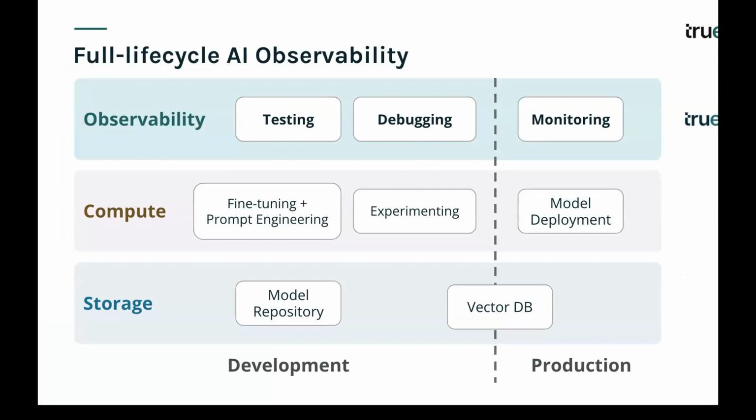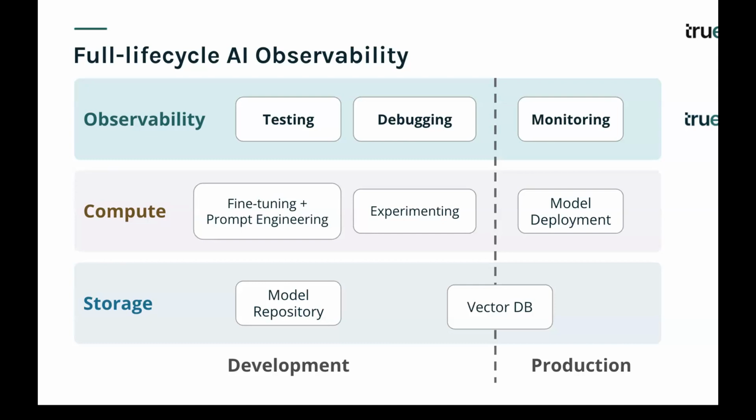This diagram shows the 3 layers of AI systems that we think we can classify them into today. On the left-hand side, you have the development phase. On the right-hand side, you have production. And you have 3 layers going on. You have the storage, where you might have your model repository and your vector databases. You have the compute, and this might be either OpenAI's GPT-3.5, or Claude from Anthropic, or you might even run your own models.